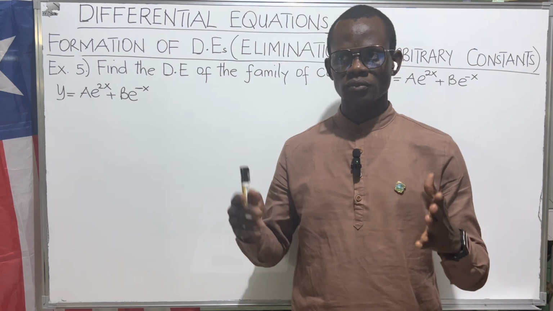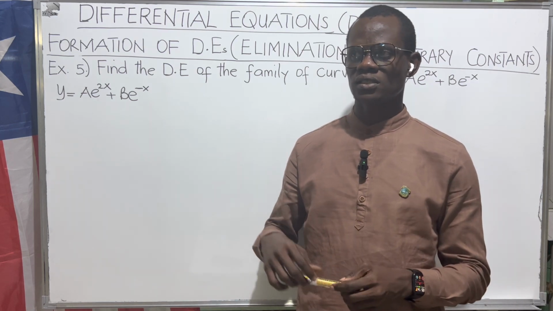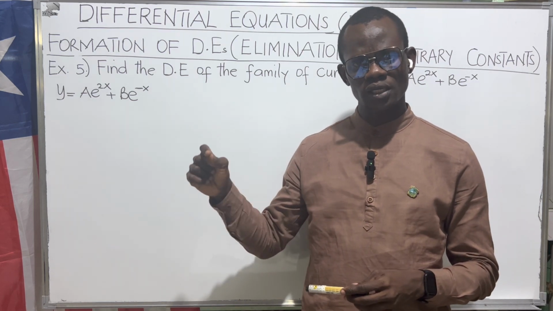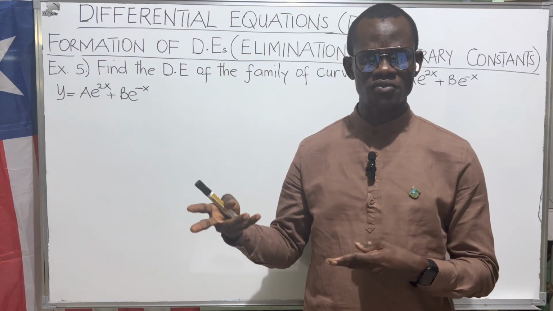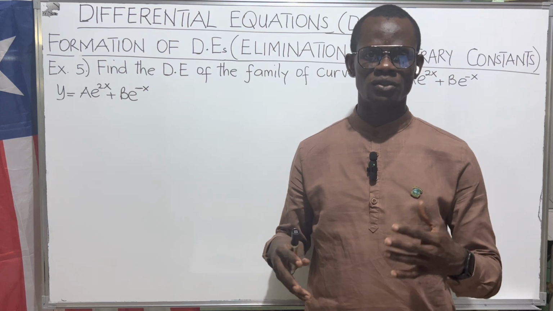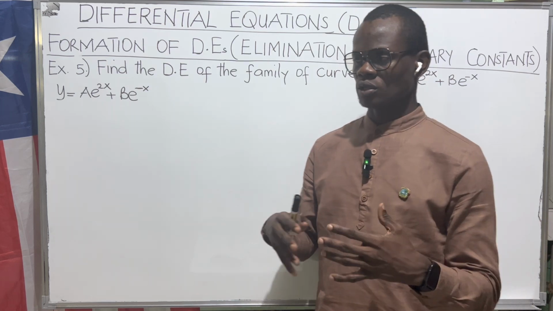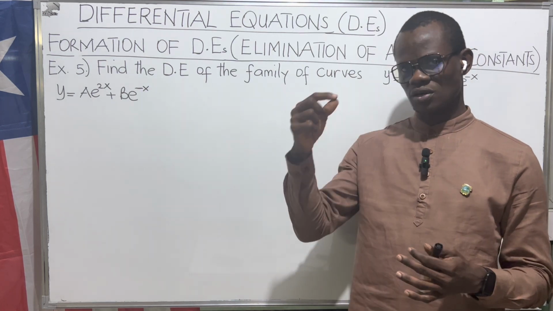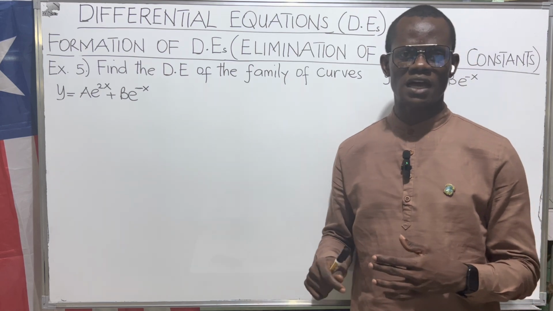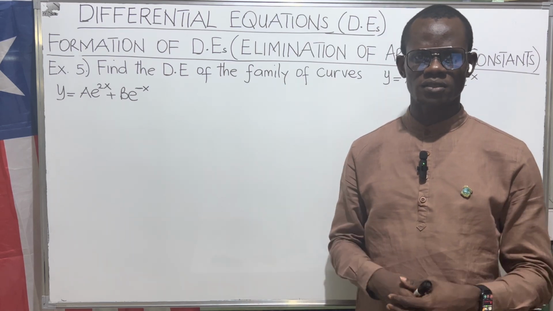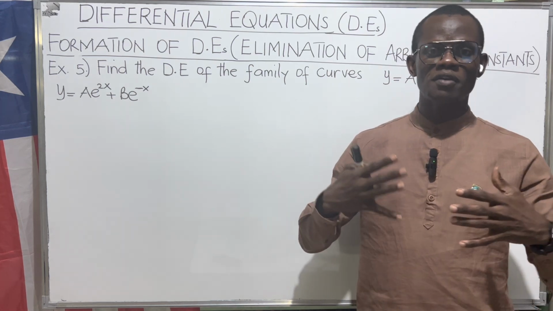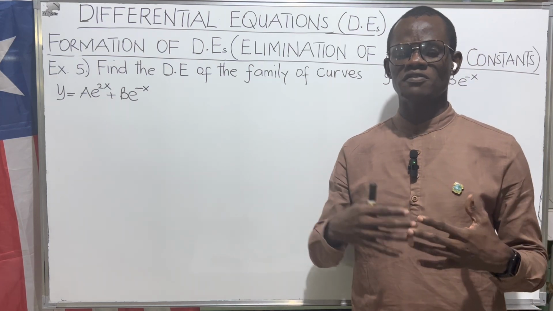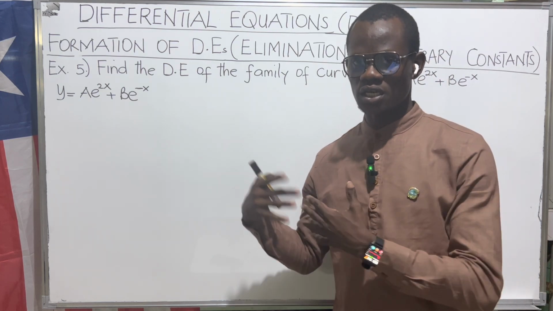What's going to help you is that you will look in the equation for the number of arbitrary constants. If you have one arbitrary constant, it means that you have to differentiate once, so that will be a first order differential equation. If you have two arbitrary constants, you're going to differentiate twice, and so forth. So the number of arbitrary constants determines the number of times that you have to differentiate within the problem.